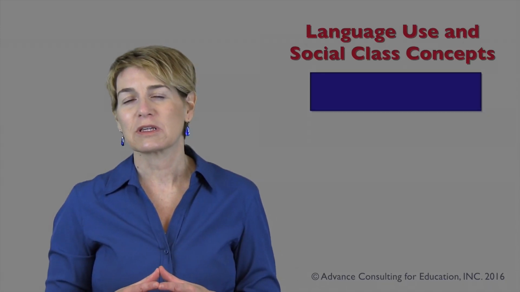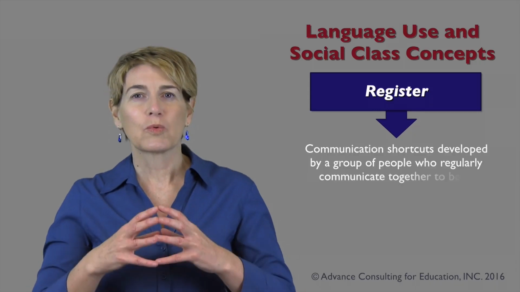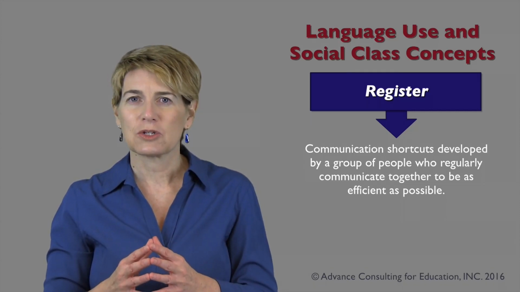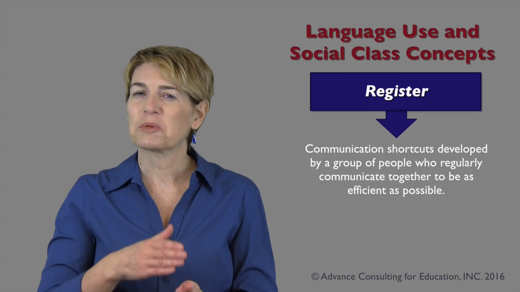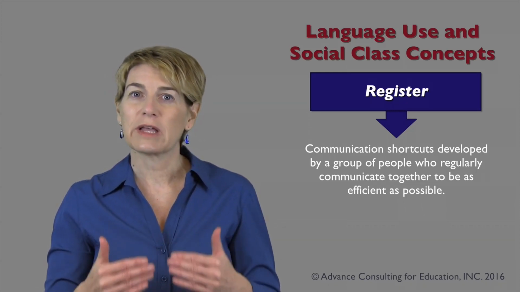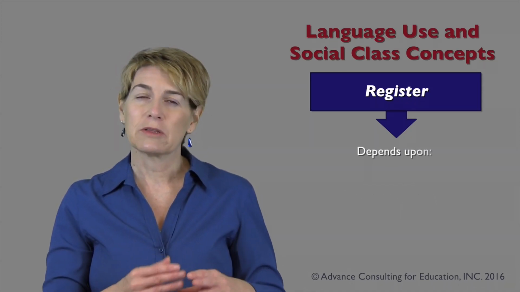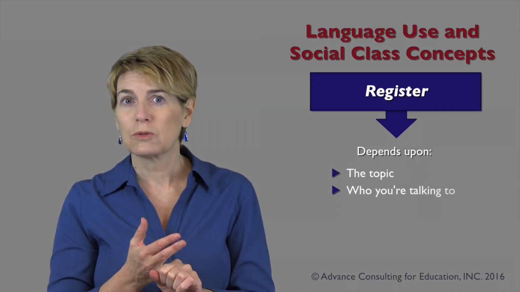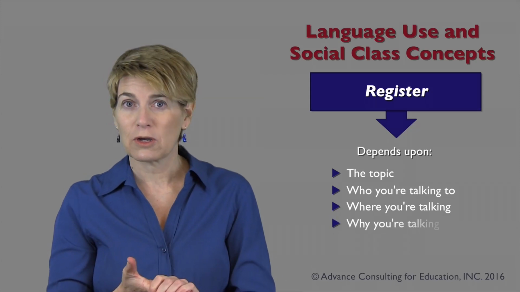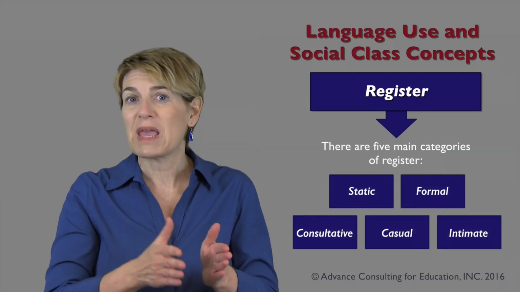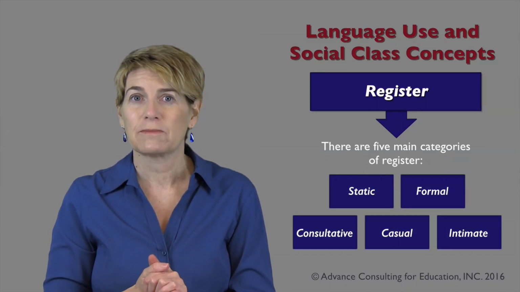Another concept that's really important when it comes to social class and language use is the concept of register. When a group of people regularly communicates together about the same topic, all of the language users in that situation kind of develop a secret code. They develop communication shortcuts so that their communication and language use can be as efficient as possible. This is called register. So register depends upon the topic that you're talking about, who you're talking to, where you're talking, and why you're talking. So these four things help us create different registers depending on the situations we're in. So researchers have identified 5 main categories of register. So let's take a look at these.